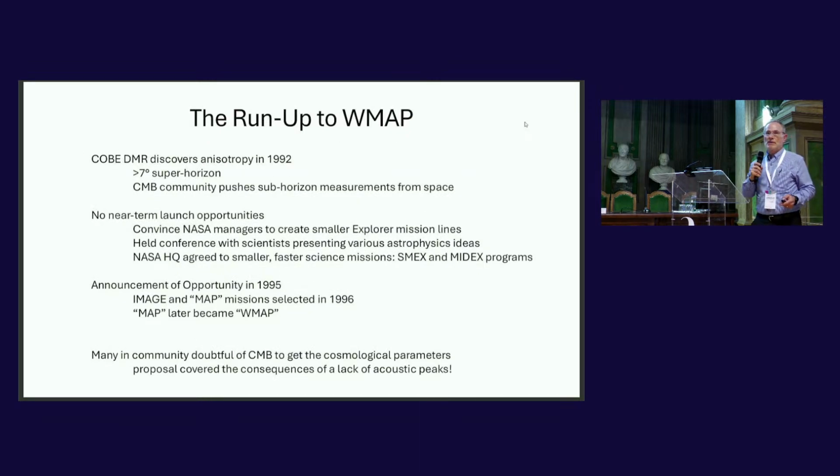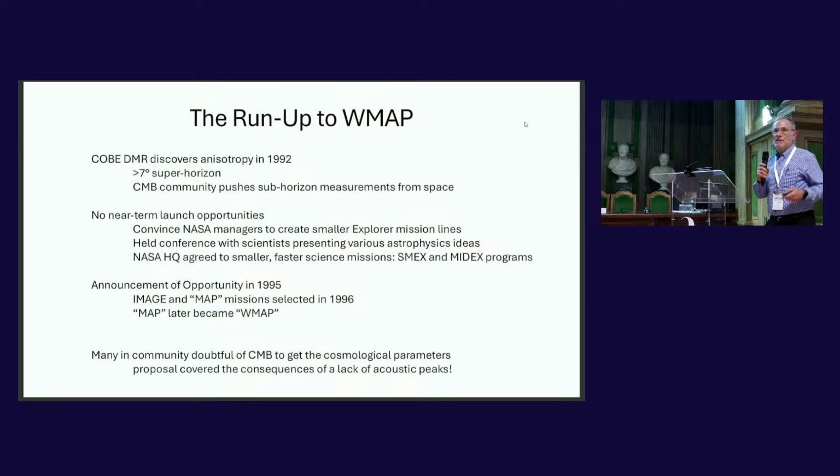So let me talk a little about the run-up to WMAP. As we heard about this morning, early this afternoon, COBE DMR discovered anisotropy in 1992. The beam size was 7 degrees, so all of these fluctuations were super-horizon. And at least the CMB community knew very widely what to do next, which is to go after the subhorizon fluctuations.